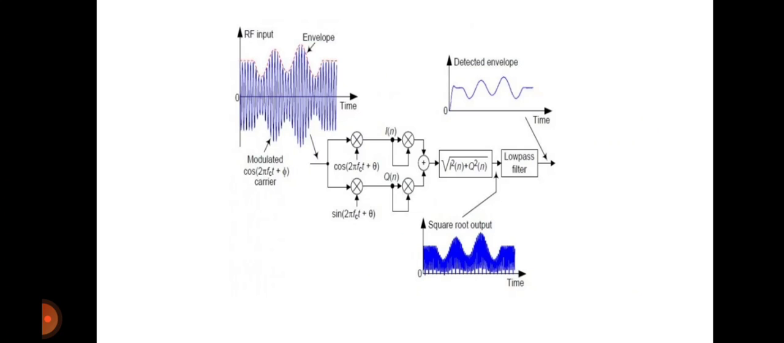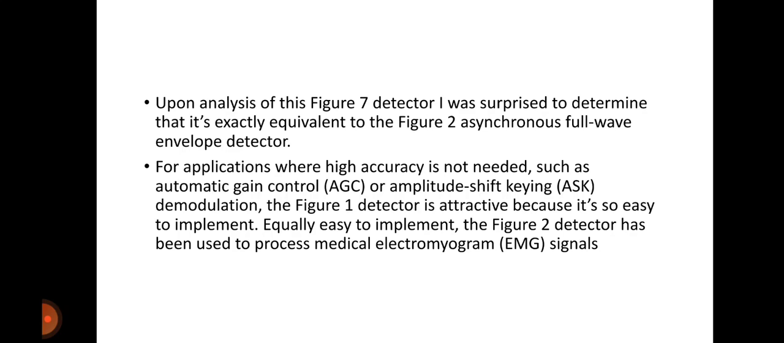so that the square root output is shown in the figure, and then this square root output is given to the low pass filter. This low pass filter allows the low frequencies and attenuates all the high frequencies, so that from the low pass filter we can detect the envelope of the digital signal. Upon analysis of the figure 7 detector, I was surprised to determine that it is exactly equivalent to the figure 2 asynchronous full wave envelope detector.